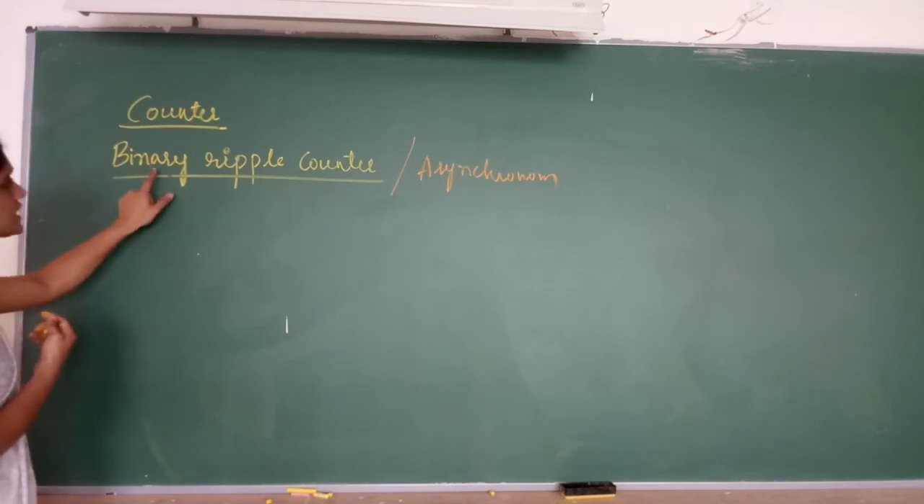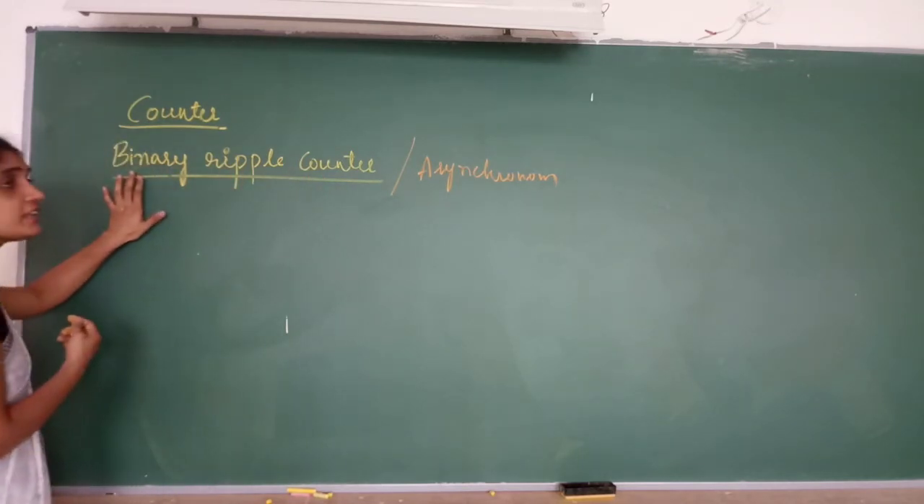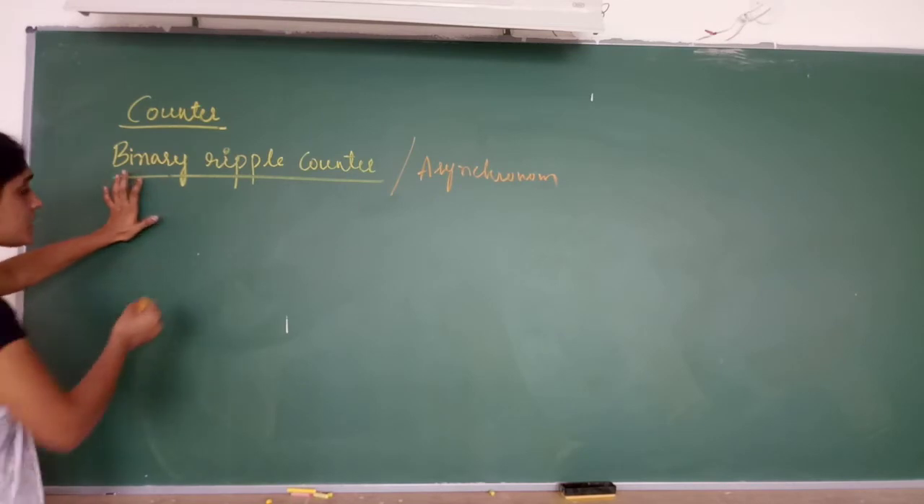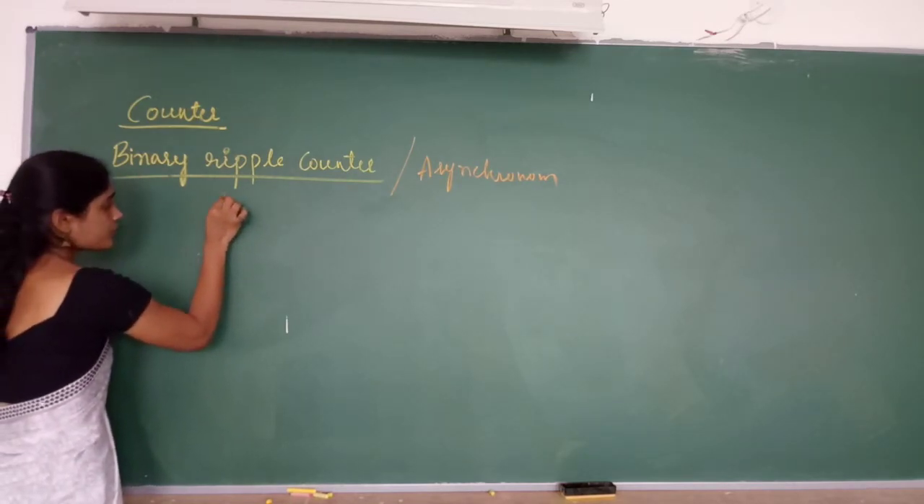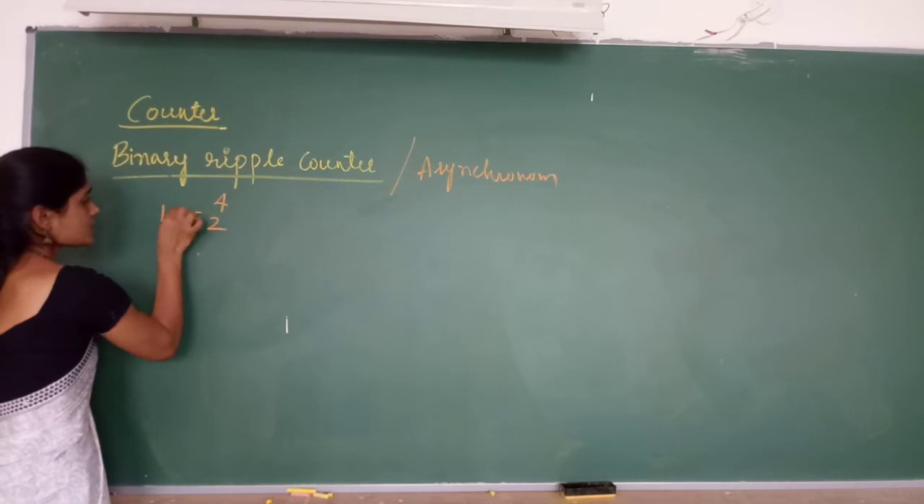So now you know what a counter is, and you know the meaning of a binary counter: m is equal to 2 power n. Since in this circuit I am going to use 4 flip-flops, 2 power 4 is equal to 16.